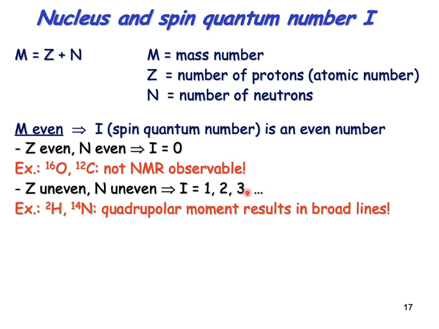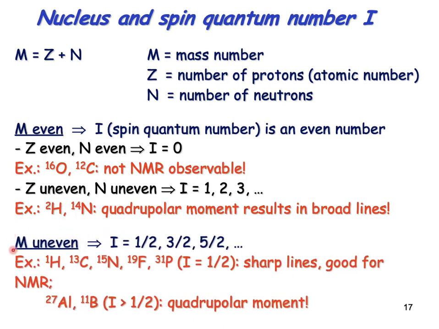The example is H2, which is the second isotope of hydrogen, deuterium. And in the case of N14, 7 is Z and 7 is neutrons. So that nucleus can have a quadrupole moment. It results in broad lines. It gives a broad line in the NMR spectrum.